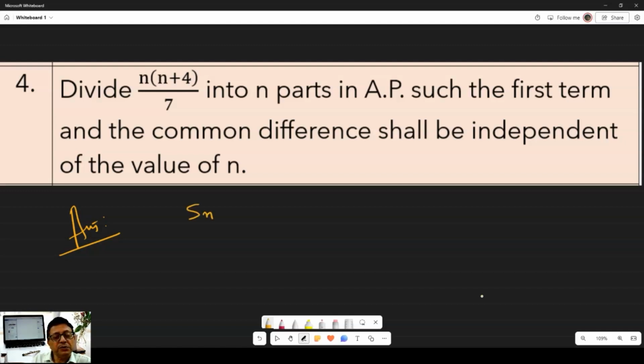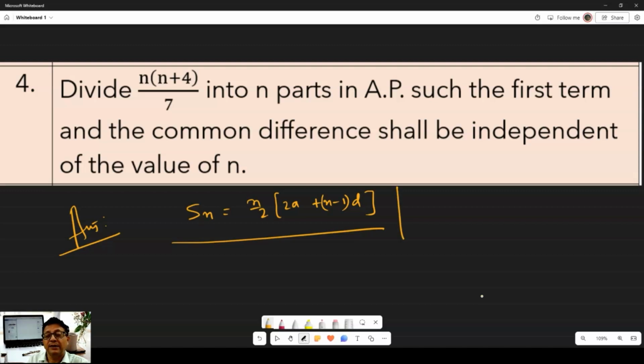Sn we know is n by 2 into (twice a plus (n minus 1) into d). This you know very well. Is this of that form? What sum is given here? Sn. We are dividing this, no? So this should be Sn, n into (n plus 4) by 7. You have to divide it into n parts.